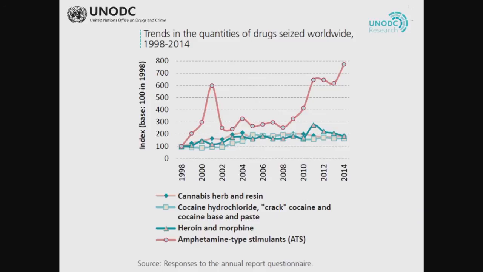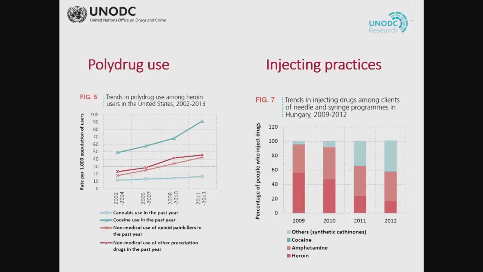The other thing that I want to mention is polydrug use, because this is really affecting the way we respond in treatment, but also in prevention. Here is data from the US on polydrug use among heroin users in the United States. You see that the different colors are the other drugs that heroin users use, and you see that over time it is increasing.